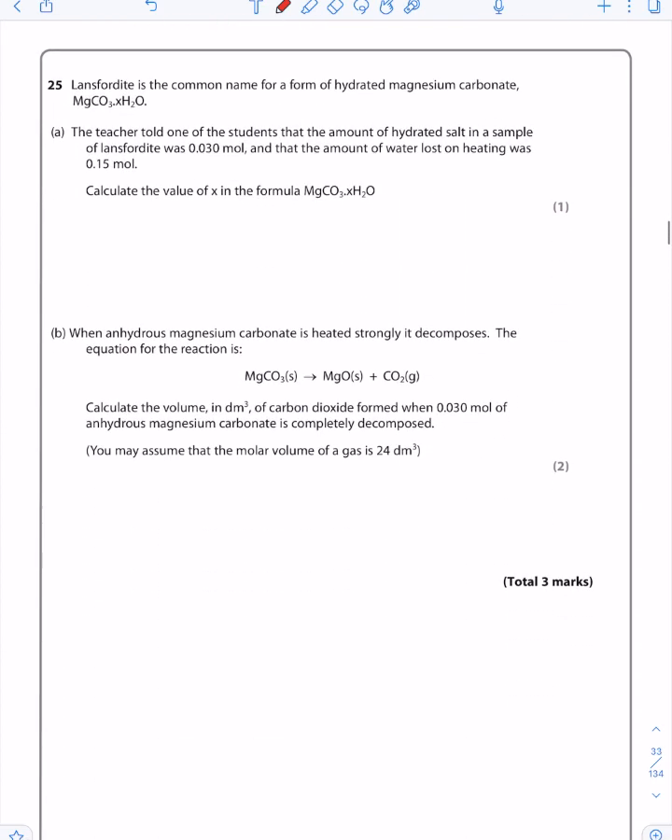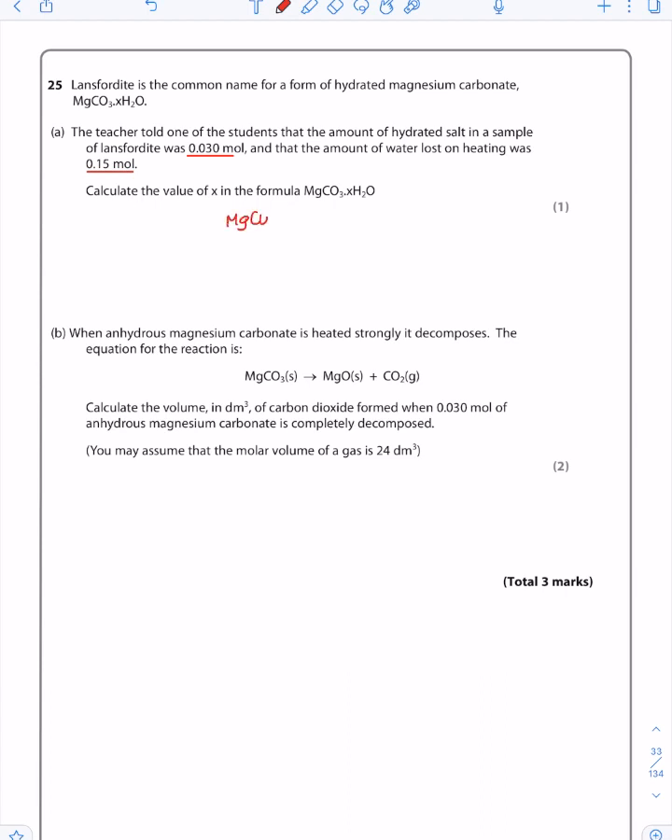Question 25. Lansfordite is the common name for a form of hydrated magnesium carbonate, MgCO3.XH2O. Question A. The teacher told one of the students that the amount of hydrated salt in a sample of Lansfordite was 0.030 mole and the amount of water lost on heating was 0.15. Calculate the value of X in the formula of MgCO3.XH2O.